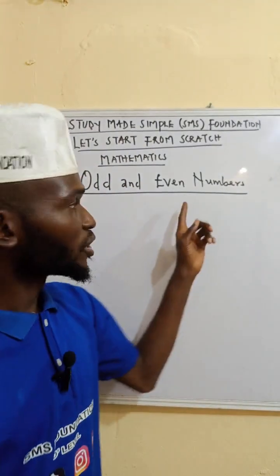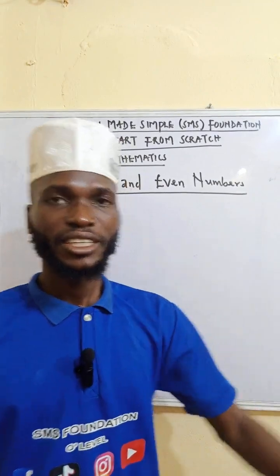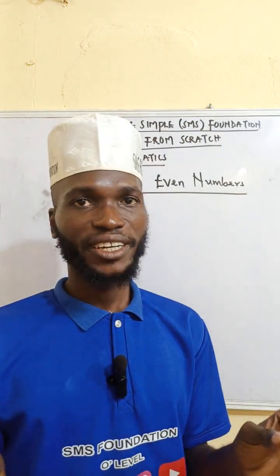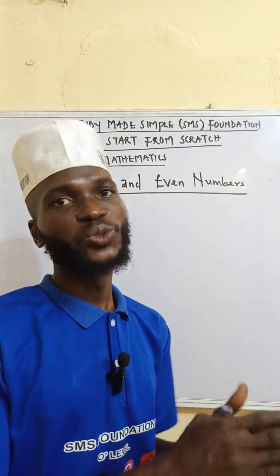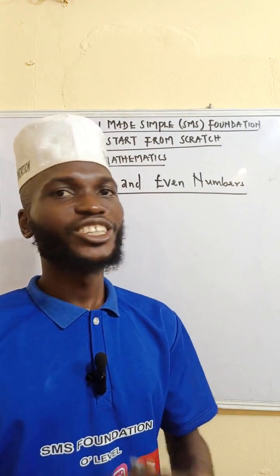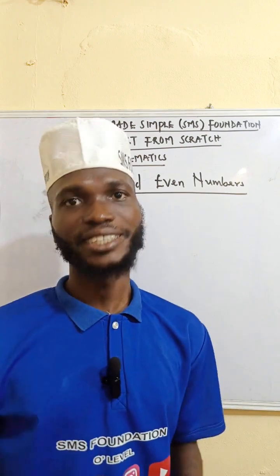All right, welcome back. Let's talk about odd numbers and even numbers. These two are like opposites of each other. They are complementary to each other. A number can never be both of them at the same time. It can only be one of them at a time.